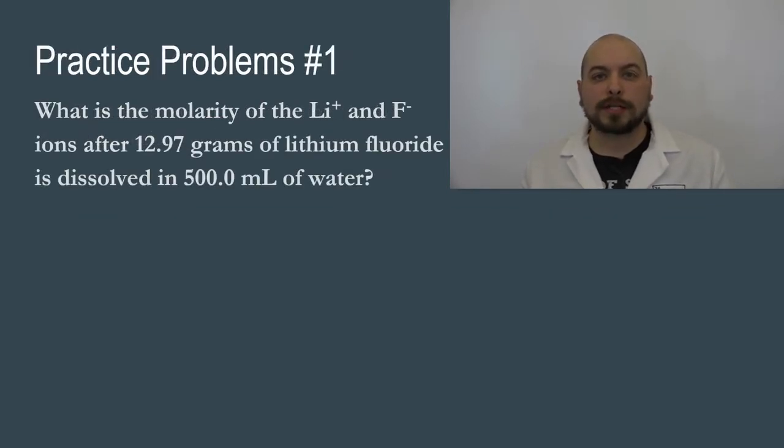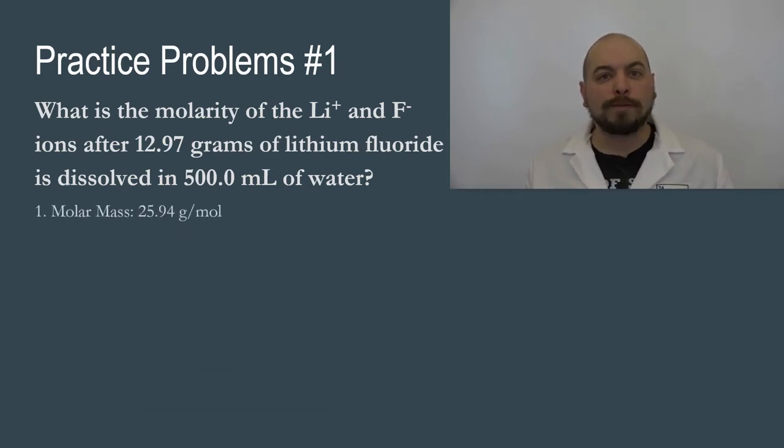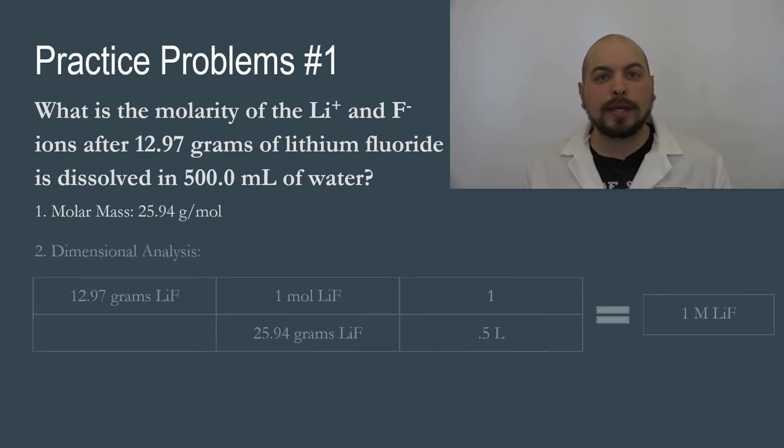So let's take a look at a practice problem. Here I've got lithium fluoride dissociating in water. My question to you is, if I had 12.97 grams of lithium fluoride, I want to know what's the concentration of each ion in solution at the end of the dissociation. So the first step to completing this is to understand that we are in grams and we need to be in concentration. That means we need to go from grams to moles initially. That means we divide by our molar mass, 25.94 grams per mole of lithium fluoride. This means that we have half a mole of lithium fluoride.